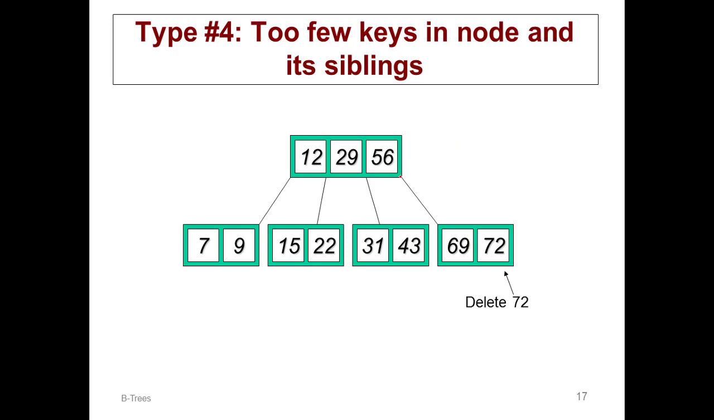Okay, let's look at another case, the type number 4, too few keys in nodes and their siblings. Then what will be happening? For example, in this case we want to delete the value 72. Try to look at this and analyze how it could be accomplished. Please have a look for just 1-2 minutes, and then we will continue.